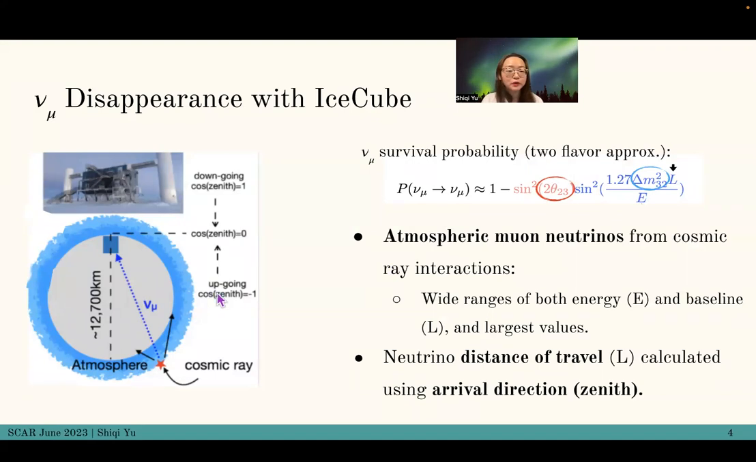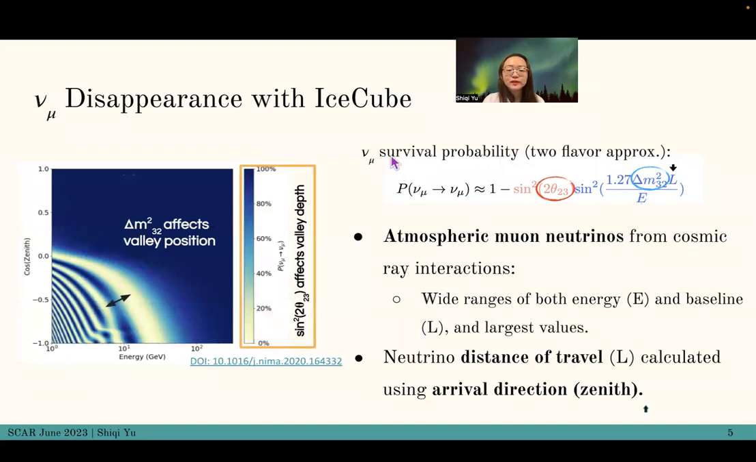To study nu mu disappearance, we use atmospheric muon neutrinos, which are produced by cosmic rays interacting with the atmosphere. This gives us a neutrino dataset with wide ranges of both neutrino energy and their distance of travel. If we plot the survival probability as a 2D plot of distance of travel versus neutrino energy, we see these nice clear 2D oscillation patterns.